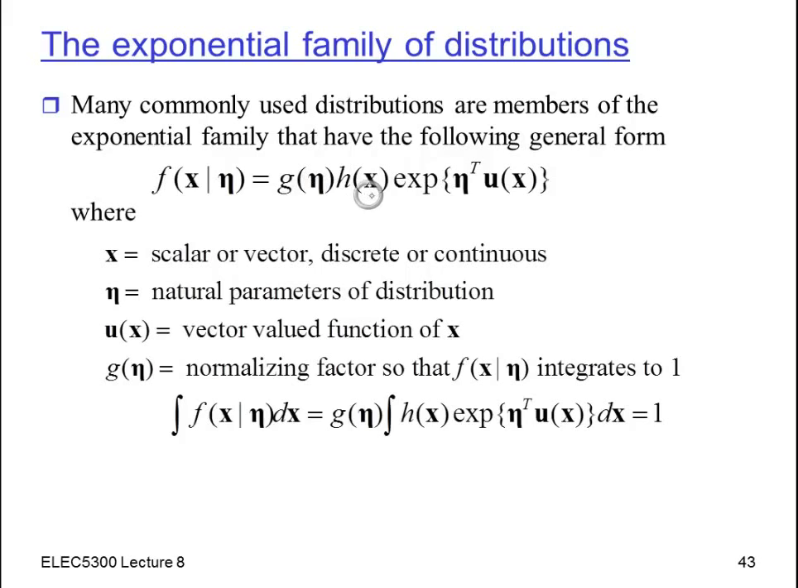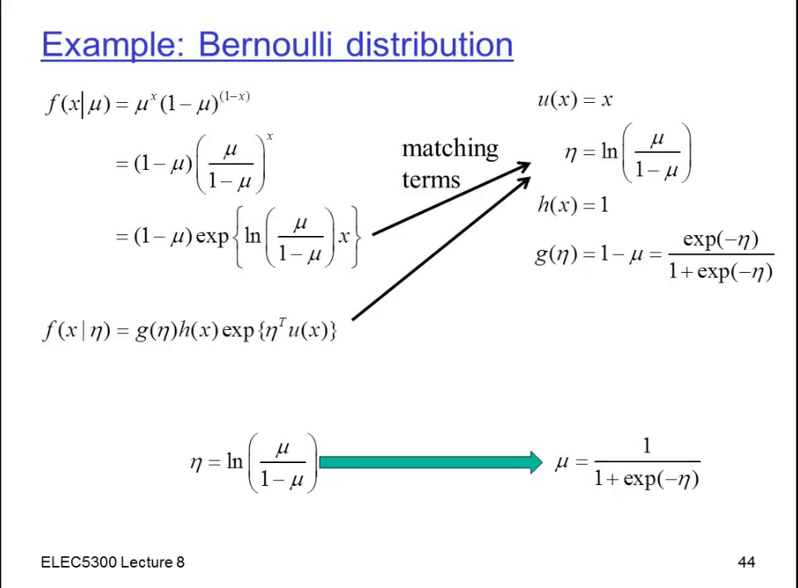So the key things you really have to worry about then are this h and the u and the parameters eta. So let's take a look at two distributions that fall in this class. One of them is discrete, the other one is continuous. So that's one of the interesting things about this distribution here, is that it can be used to handle both discrete and continuous random variables.